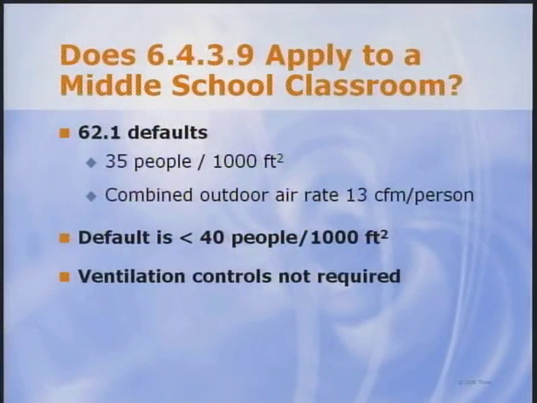A question many people ask is, does this requirement apply to a classroom? In this case, we'll look at a middle school classroom. ASHRAE 62.1 gives default values for the number of people per 1,000 square feet. These are only to be used if you don't know the occupancy of a particular space. In the case of a middle school classroom, the default is 35 people per 1,000 square feet. This is lower than 40 people per 1,000 square feet, so this is not considered a high occupancy area. Dennis has put other examples into the written newsletter.